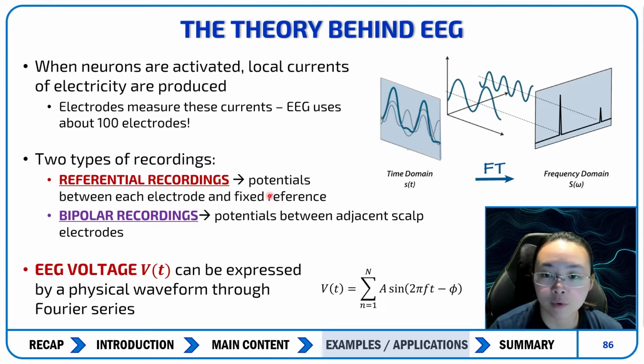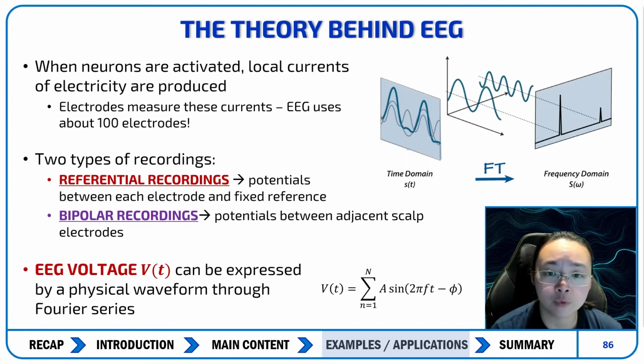A referential recording is going to give you the potential between each electrode and a fixed reference. So let's say you have the center of your cap. The referential recording will be the potential from one electrode to the center of the cap for each electrode. You then have bipolar recordings. Those will tell you the potential between an adjacent electrode and that electrode. So then you have different measurements of potentials to improve your accuracy.